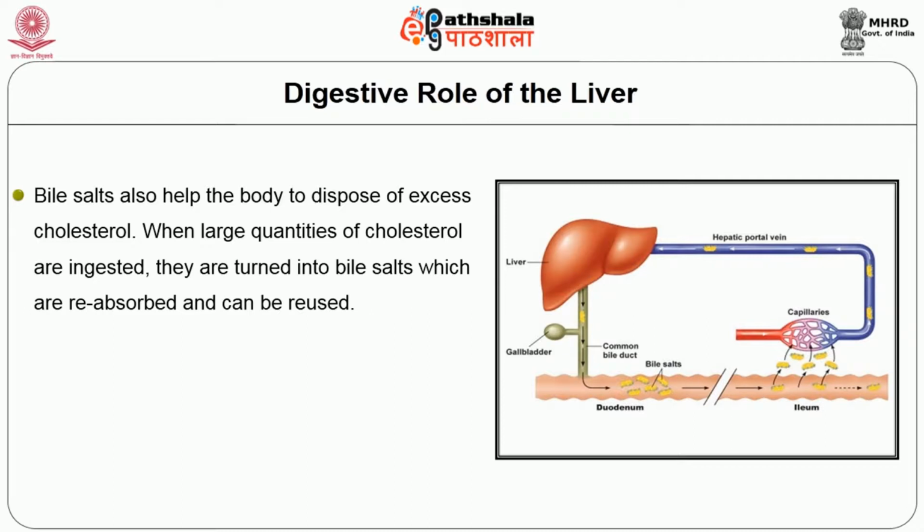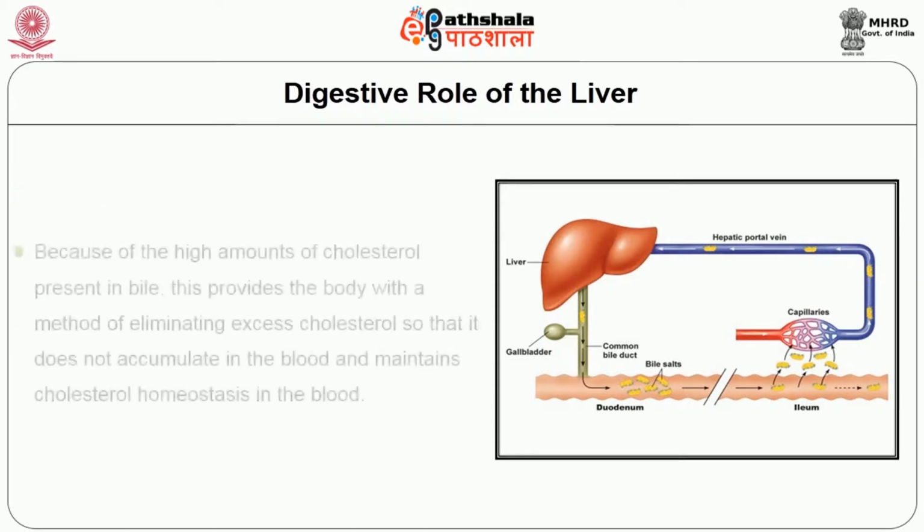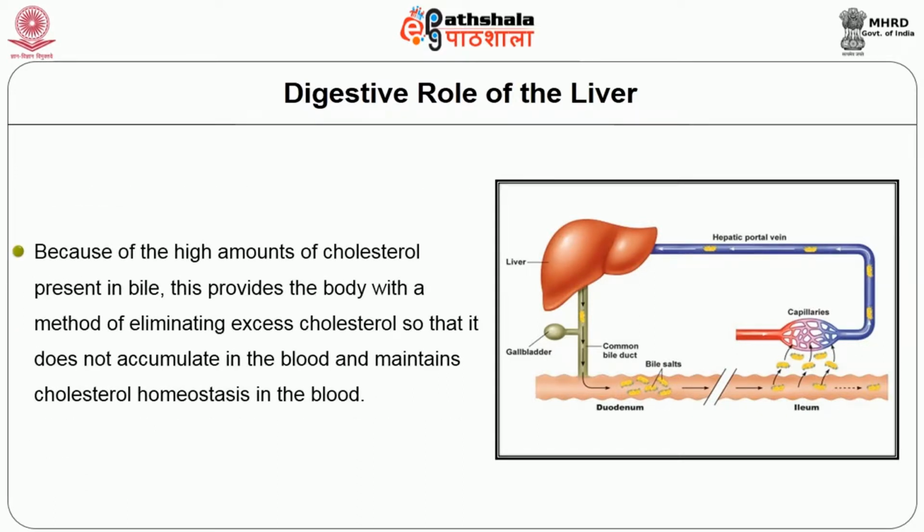When large quantities of cholesterol are ingested, they are turned into bile salts, which are reabsorbed and can be reused. However, when the body's cholesterol stores are high, bile salt reabsorption can be reduced, which causes the bile salts to be eliminated along with fecal matter. Because of the high amounts of cholesterol present in the bile, this provides the body with a method of eliminating excess cholesterol so that it does not accumulate in the blood and maintains the cholesterol homeostasis in the blood.